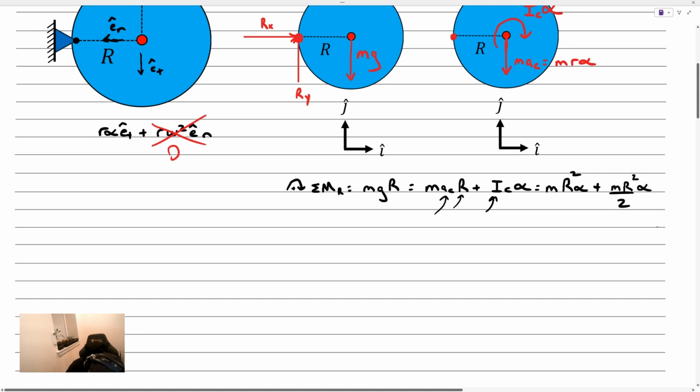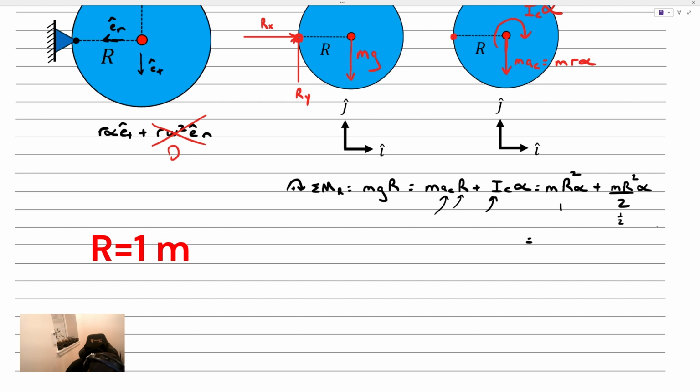If we work out this right-hand side, what we have is 1 mr squared here and 1/2 mr squared here. We'll have 3 over 2 mr squared alpha. That must be equal to the moment produced by the free body diagram, which is just mgr. If we solve for alpha here, we see that the mass is going to disappear, as well as one of those radius terms. What we have is g over r multiplied by 2/3. This is equal to alpha.